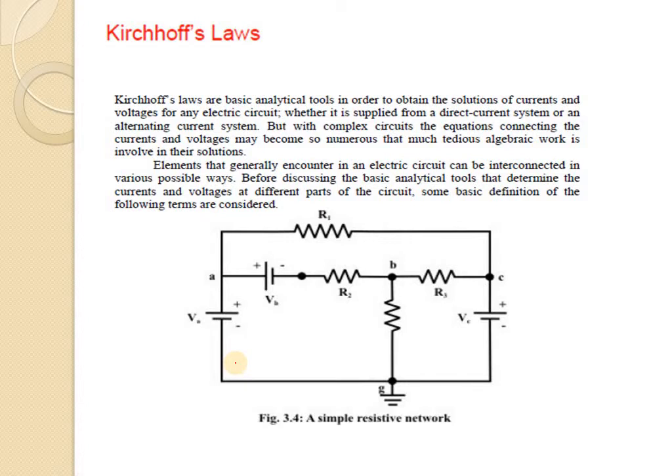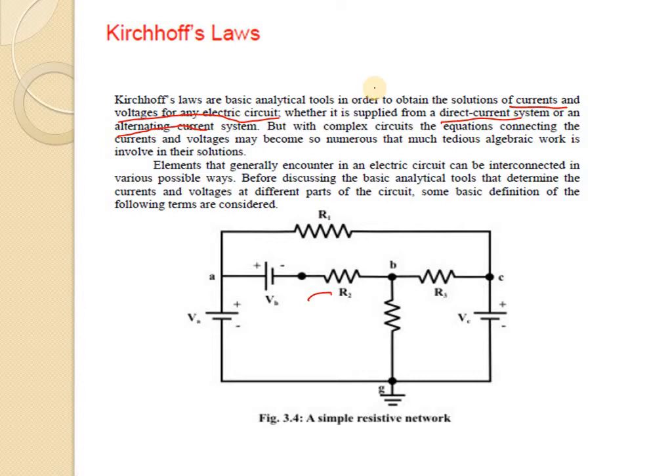Kirchhoff's laws are a basic analytical tool in order to obtain the solution of currents and voltages for any circuit. That means if we want to calculate the current and voltage of a circuit by using Kirchhoff's voltage law and current law, we can easily do that, whether it is supplied from a direct current system or an alternating current system. That means Kirchhoff's law is applicable for both DC as well as AC.